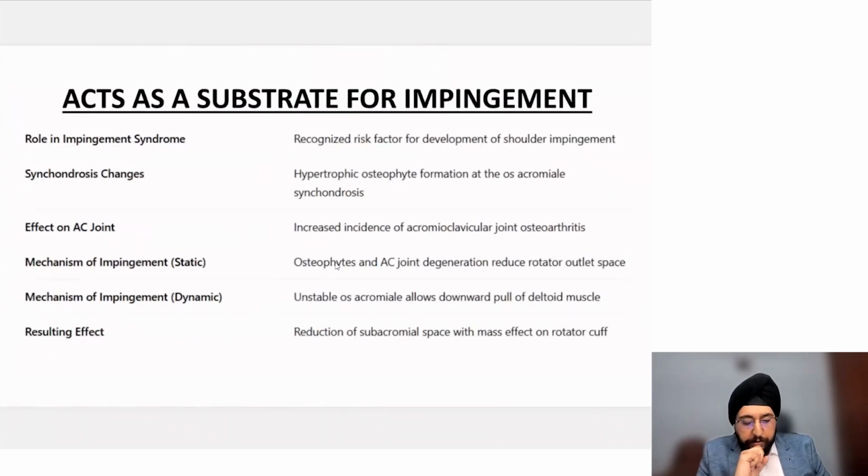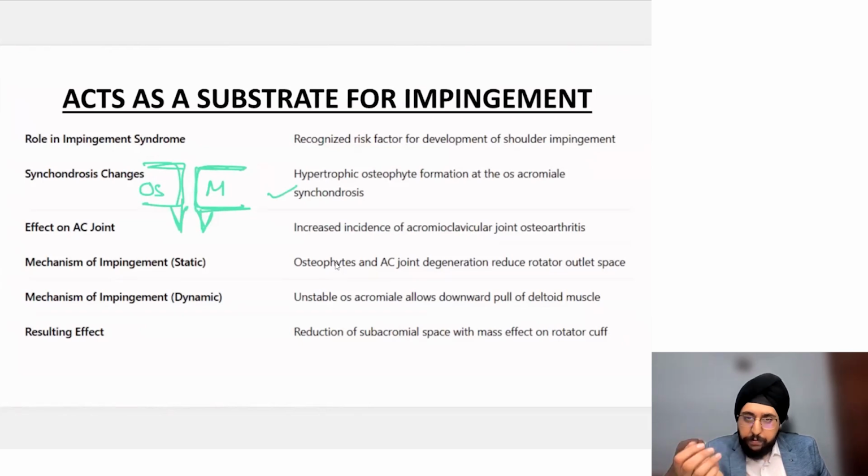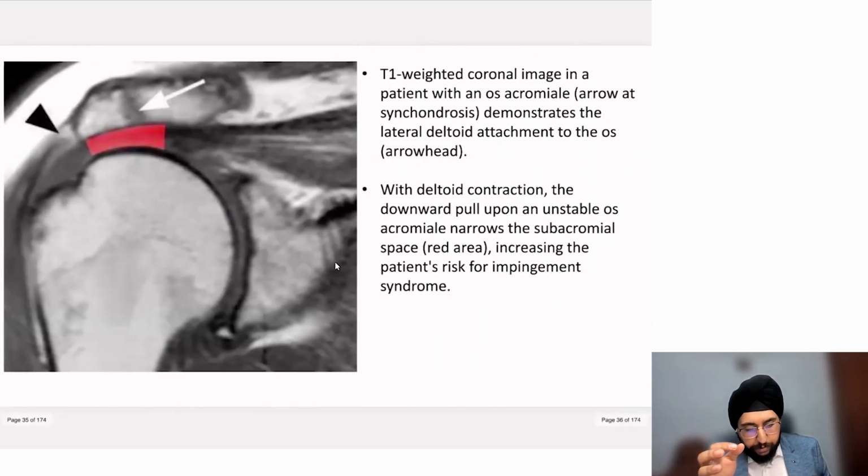Second thing, there is a synchondrotic joint between the main acromion body and the os. In that we can have osteophyte formation here, which can also lead to narrowing. In patients who have os acromiale, there is increased incidence of AC joint arthritis. And if the os acromiale is unstable, it can allow the downward pull of the deltoid muscle, which I've told you. Now let us see some images here.